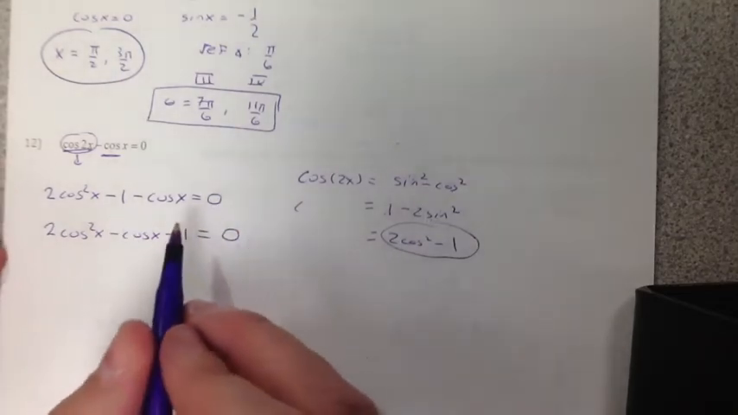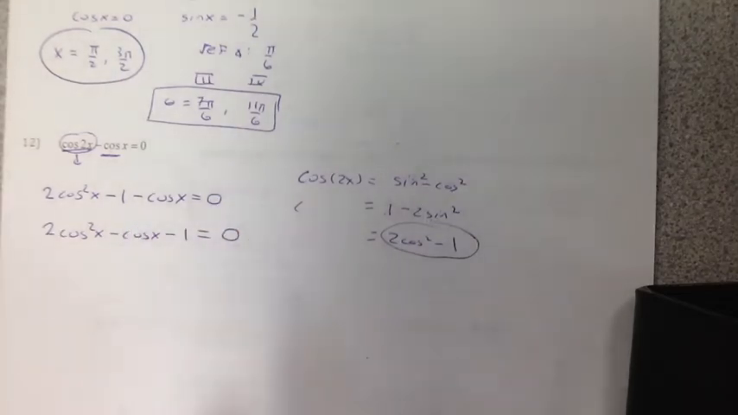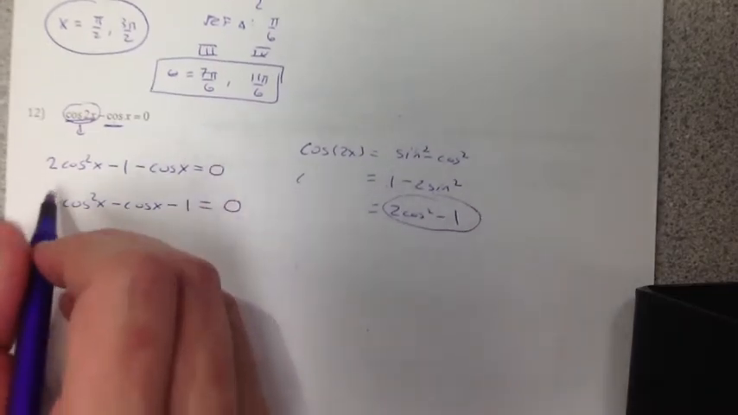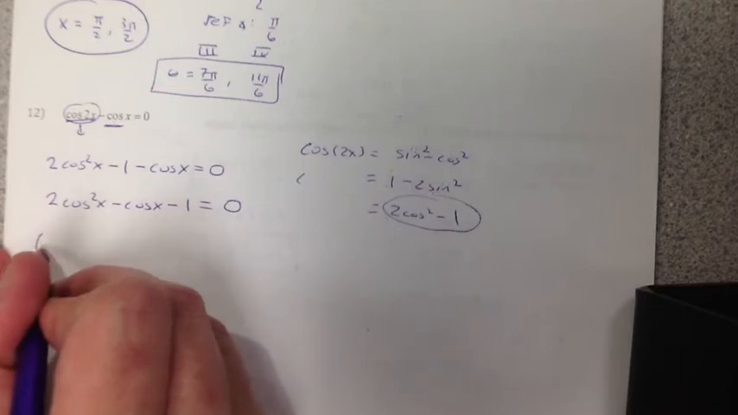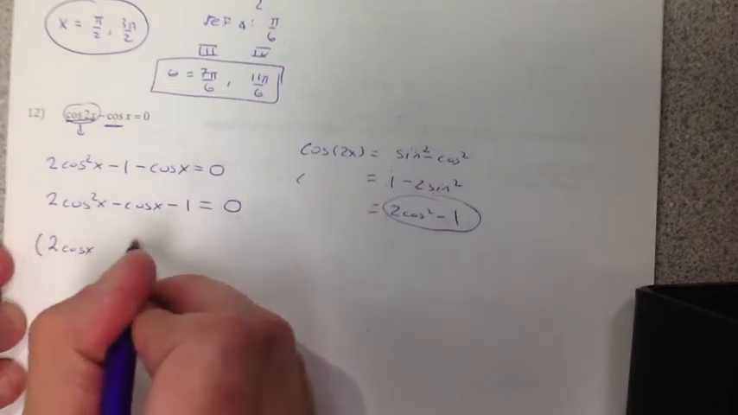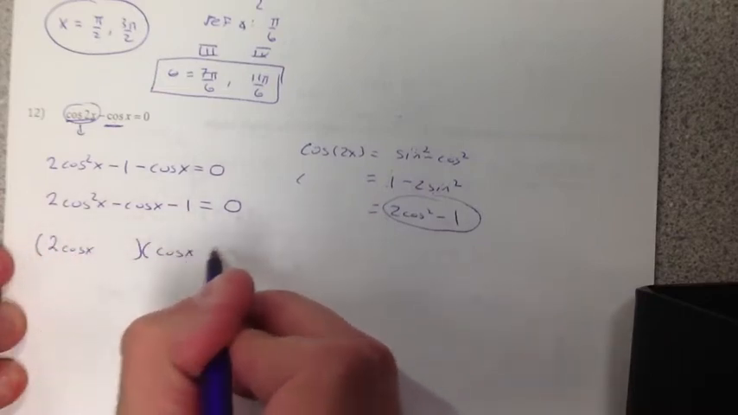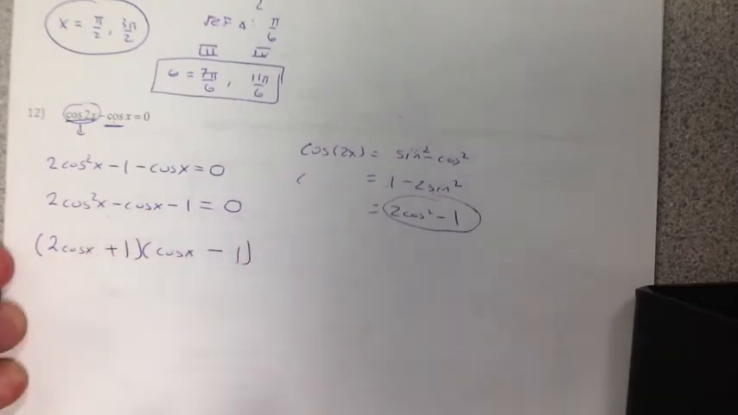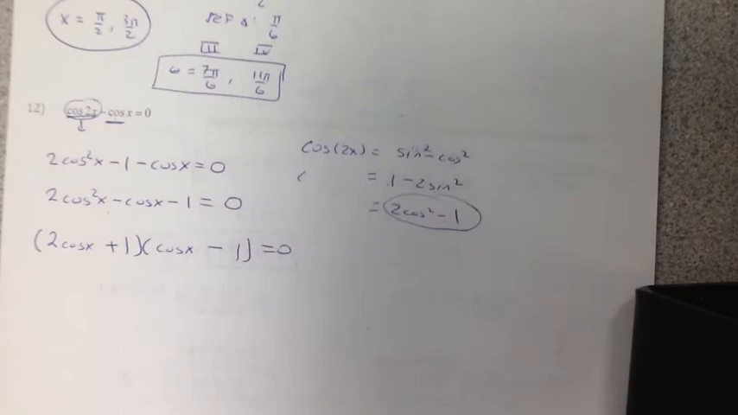Don't bring the 1 over. You cannot solve it that way. Please stop trying that. Bad students. We're going to factor. This is easy. 2 cosine of x, and we get 1 and 1. Because I want negative, this becomes negative, this one's positive, equals 0.